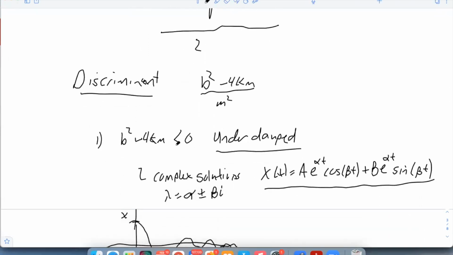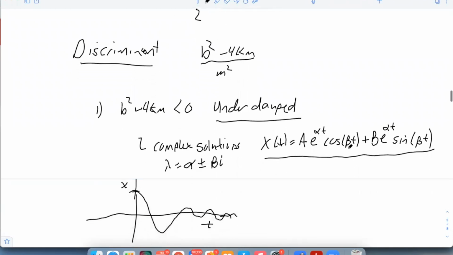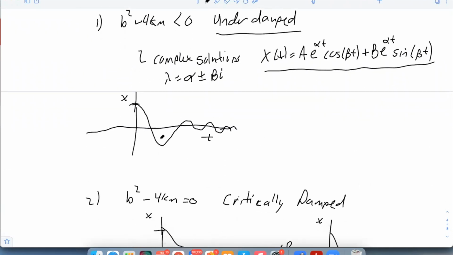If that discriminant is negative, then I'm taking square roots of negatives. I have complex solutions to my characteristic polynomial. I get exponentials times sines and cosines. And we'll get some solution that looks like damped sines and cosines. So maybe something that looks like this. So we still get oscillations, but the oscillations get smaller and smaller because this alpha here is going to be a negative, so we get some decay factor times our sines and cosines.